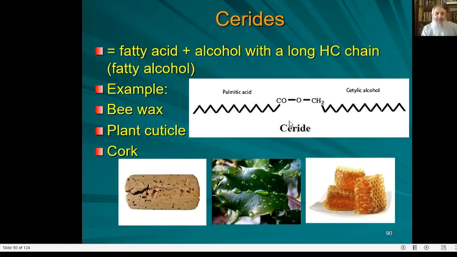Cerides are lipids that are present in beeswax. They are present in the cuticle of plant leaves. You know that the plant leaves are covered by the cuticle, which is glossy and shiny, sometimes relatively thick. This glossy and shiny cover of the leaf is made up of cerides, but also we find ceride in cork, natural cork that is produced by plants, of course. All these are impermeable, actually. They provide impermeability to the leaf, etc.